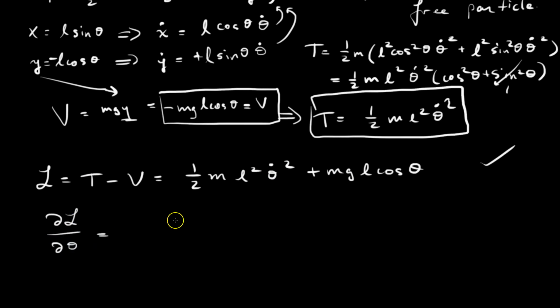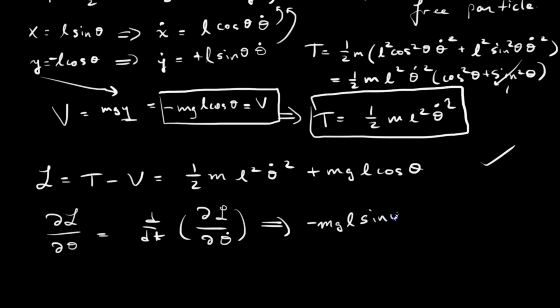dL/d theta is equal to the time derivative of dL/d theta dot. Okay, dL/d theta. Well, this term doesn't have theta. This term has theta. So what are we going to get here? mgL is just a constant, and then we get a negative sine theta. The derivative of cosine theta is negative sine theta, and that's it. This is equal to the time derivative of the inside.